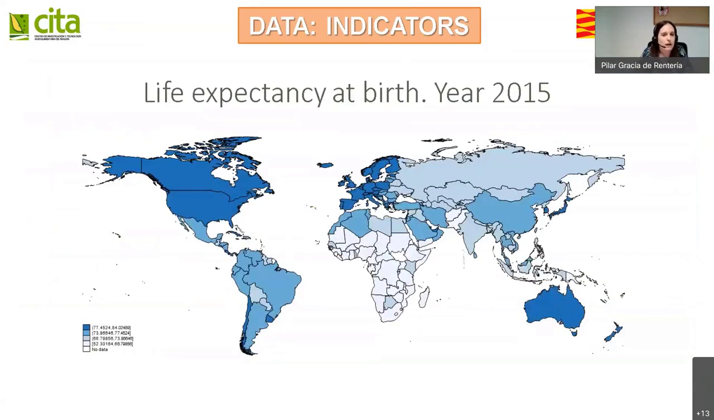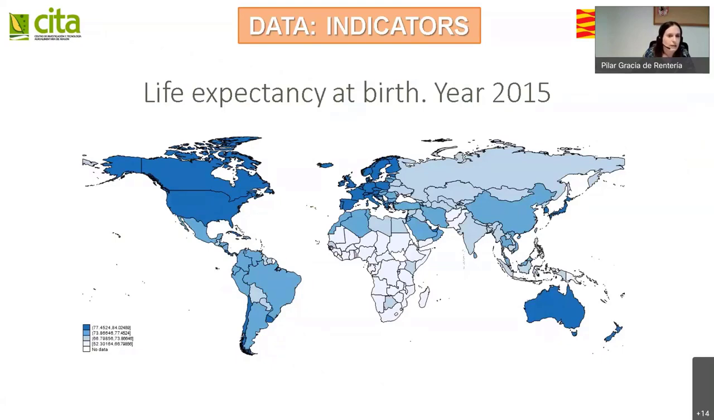In this figure, I try to present the geographical pattern for the life expectancy at birth in 2015, and we can observe the existence of correlations across neighboring regions and the presence of spatial clusters of regions with similar values. For example, in sub-Saharan Africa or in Europe or also in Latin America.